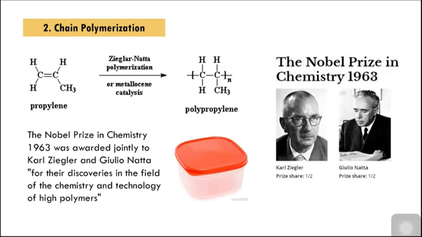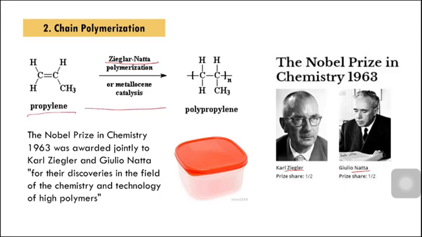The next example of chain polymerization is how to synthesize polypropylene from the propylene gas. Thanks to Mr. Ziegler and Mr. Natta, they produced the catalyst named the Ziegler-Natta catalyst. This special catalyst can convert the gas from the petroleum, called propylene gas, into polypropylene.